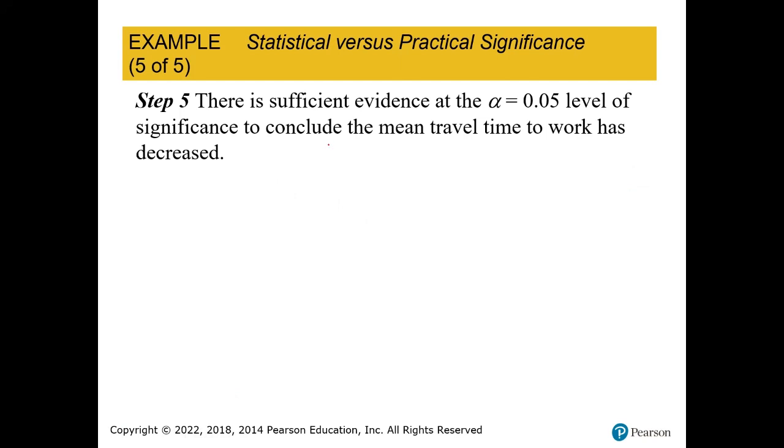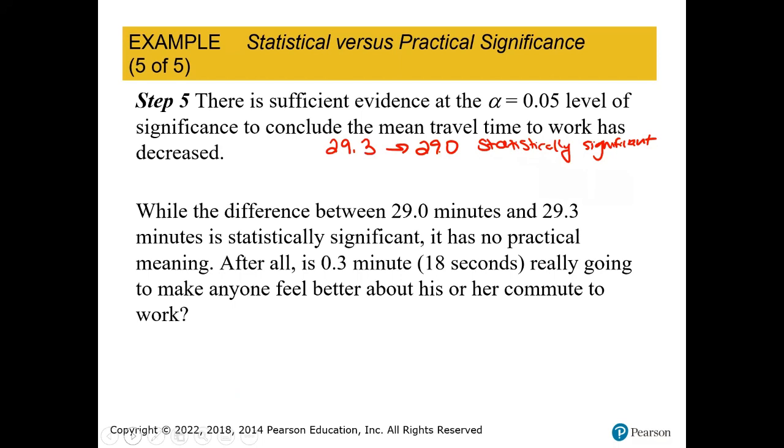And so statistically, there is a difference here: 29.3 has now dropped to 29.0. That is statistically significant. So let's talk practical here though. While the difference between 29.0 minutes and 29.3 minutes is statistically significant, it has no practical meaning because 0.3 minutes is 18 seconds. If you save 18 seconds on your commute, are you really going to care? Are you going to notice? Is it going to make you feel like you really saved a whole lot of time? No.